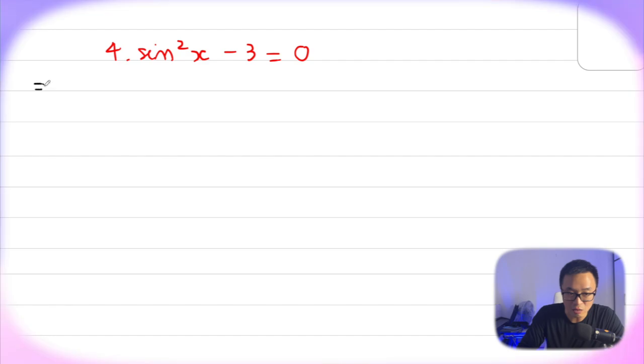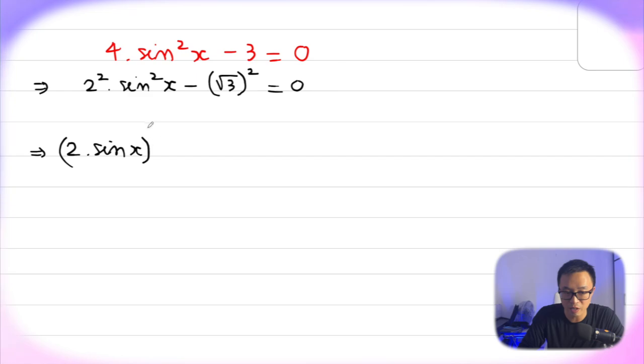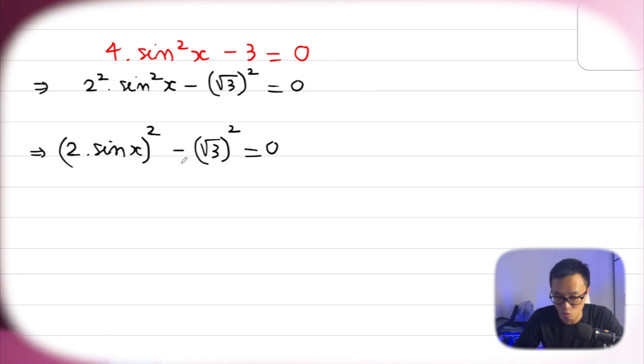I can write down 4 here become 2 squared and sine squared h here, and for 3 I write down square root of 3 inside the bracket and squared outside. One more step. You got 2 multiply sine h inside the bracket, which will be squared outside, and the second square will be the square root of 3, and you got the square here. And now the equation becomes the difference of the squares.